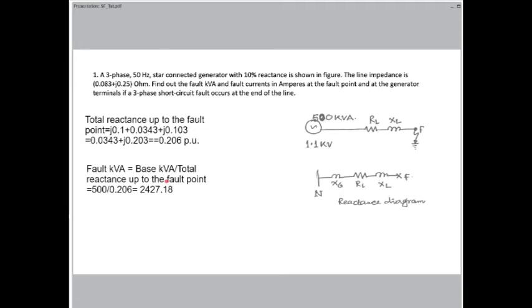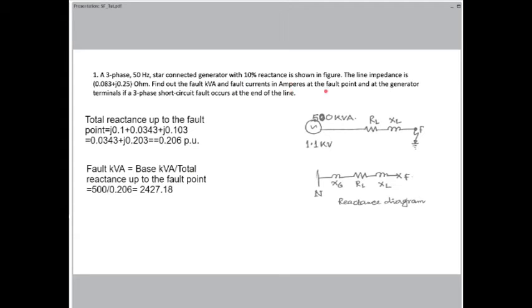Can you see on the question? That's the first answer. Find out the fault kVA. So we found the fault kVA. So what was our task? To find out all the reactances in per unit first. When we are done, then we go to draw the reactance diagram. When we are done with the reactance diagram, we come to the next step. Total reactance up to the fault point, we calculate that one, and we take that into calculation for fault kVA. Base kVA, we chose it, we know it. So total reactance up to the fault point was 0.206.